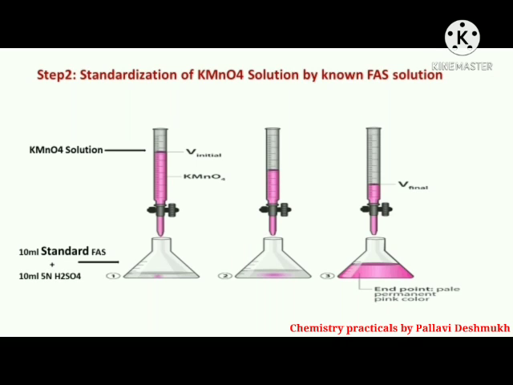The next step is the standardization of KMnO4 solution by the known ferrous ammonium sulfate solution. For that, fill the burette with the KMnO4 solution. Now pipette out 10 ml of known ferrous ammonium sulfate solution in a clean conical flask and add equal volume, that is 10 ml of 5 normal H2SO4 solution. Now run the KMnO4 from the burette slowly and shake the flask. Continue the addition of KMnO4 solution until a light pink color just appears and persists for about 30 seconds. Now note down the volume of KMnO4 required as an endpoint. Repeat the titration till 3 constant readings are obtained.